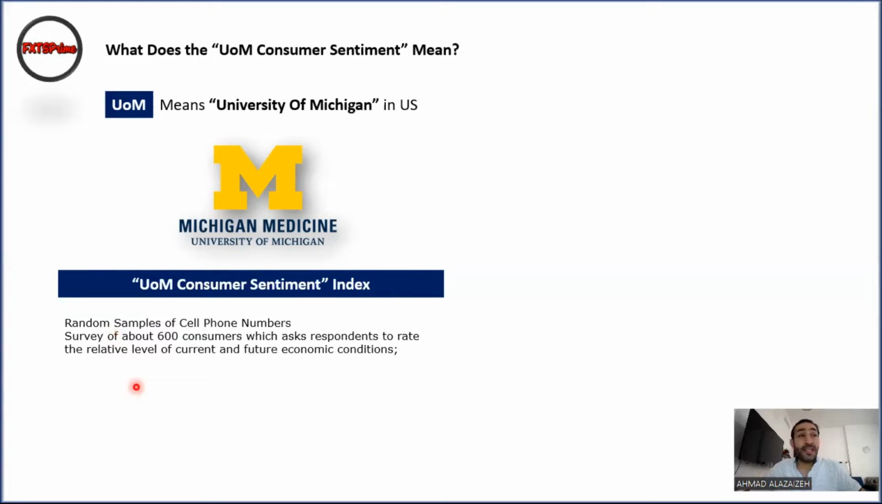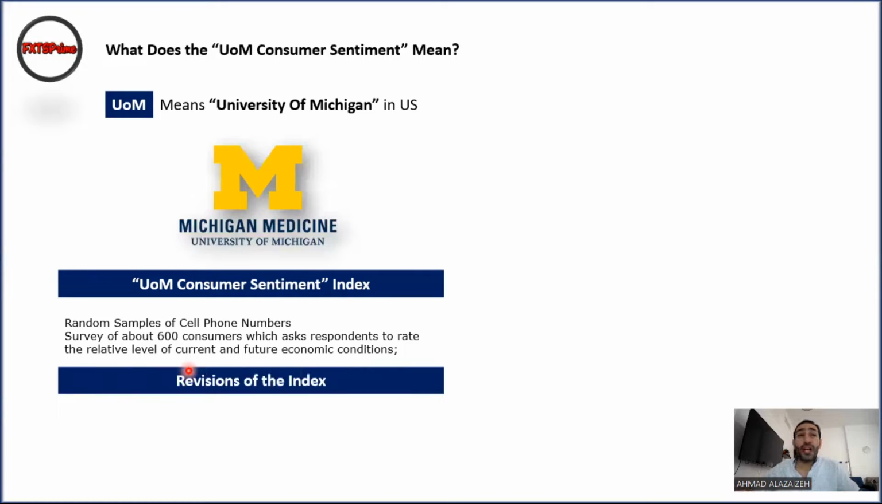So it's a phone interview, or cell phone interview, let's say. It's a survey of about 500 or 600 consumers in the public. They select 500 or 600 consumers from the public randomly, and they ask the respondents to rate the relative level of current and future economic conditions. So they ask them about the businesses and how the businesses look in the future.